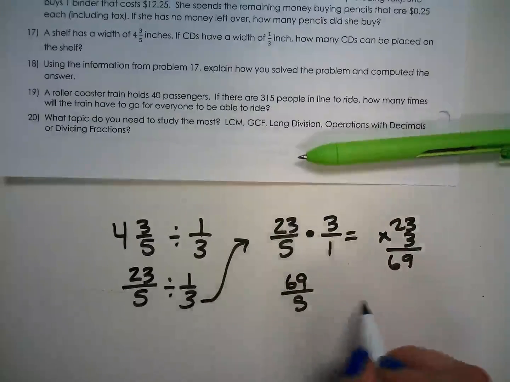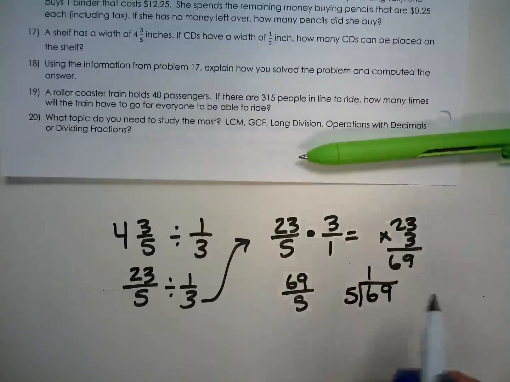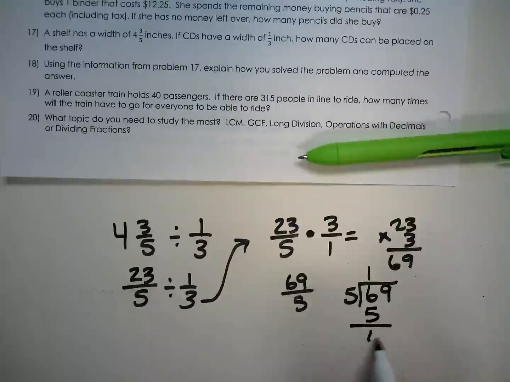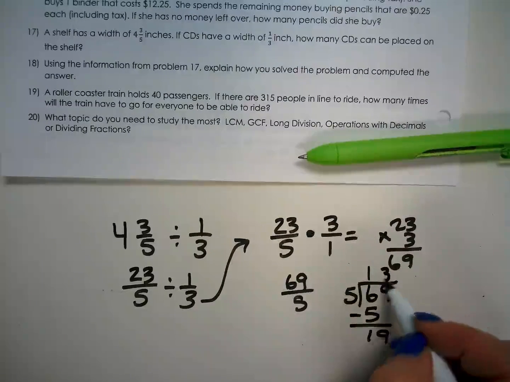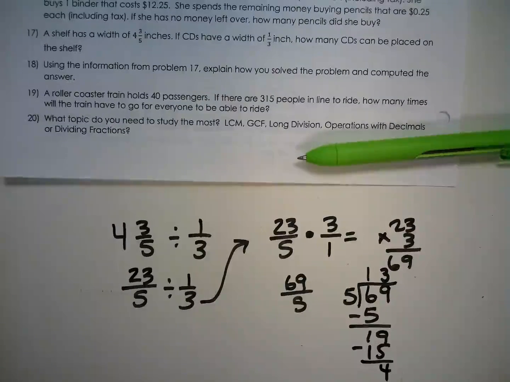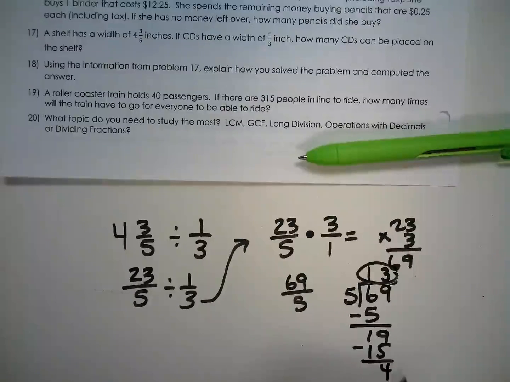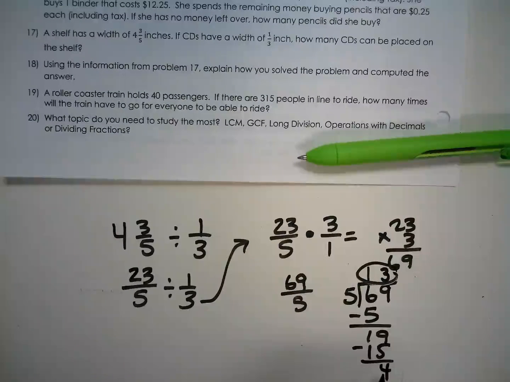So we're going to take 69, divide it by 5. We're going to get 1 and 19, and 5 goes into 19 3 times. That's 15. And there's 4 left over. So here's the deal. What this means is I can fit 13 whole CDs on there. And we're going to have part of another CD left over. So we can fit 13 CDs. This is a case where we would actually round down because I can't put part of a CD on a shelf. I want to know how many CDs I can fit. I can fit 13 CDs.